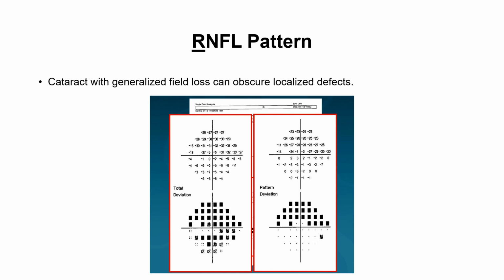However, sometimes this cataract with generalized field loss can obscure localized defects. For example, here in this example, the total deviation map is showing total reduction, generalized field loss. So if you depend only on this total deviation map, you'll say, okay, this is due to cataract. However, when you look at the pattern deviation, you will see severe field loss. So sometimes cataract with generalized field loss can obscure the localized effect. So in order to interpret the visual field printout correctly, you need to always read the total and the pattern deviation maps.